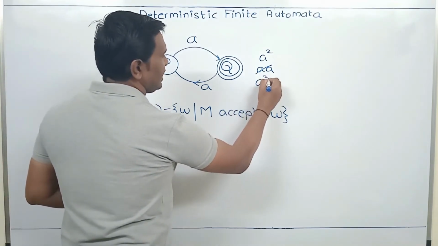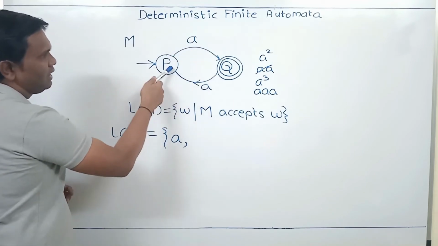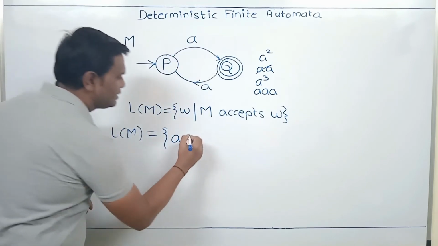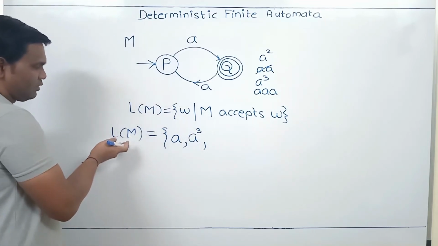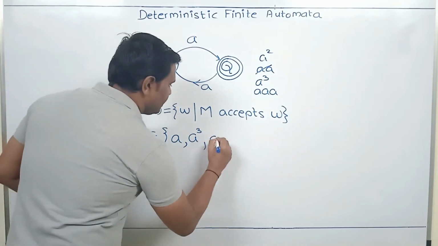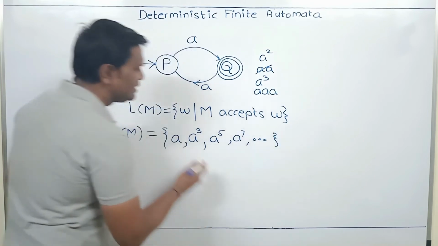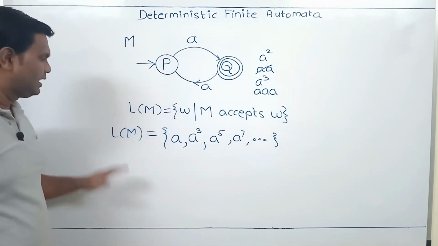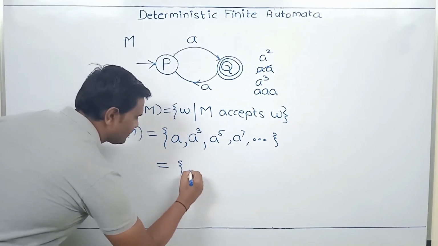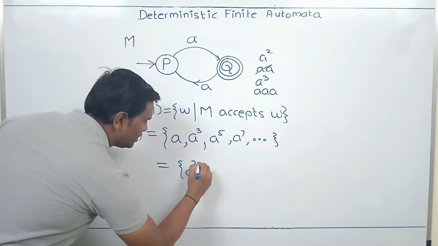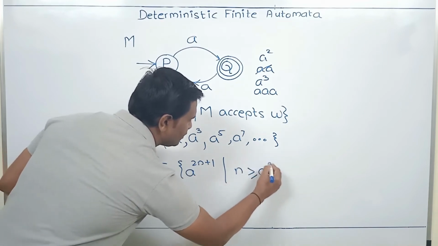Now if you consider string A3 or AAA, then from P, processing A, we reach the final state. String A power 3 is accepted by the DFA, so it is part of the language of the DFA. And then A power 5, A power 7 and so on. These strings are accepted by the DFA and this is the language of the DFA. So for this language we can say that L of M is equal to A power 2n plus 1 such that n is greater than or equal to 0.